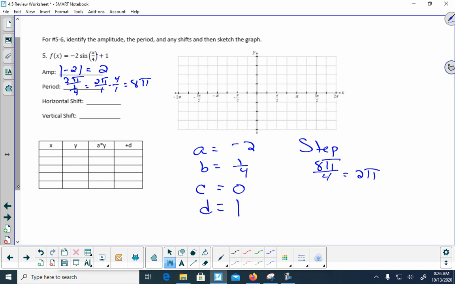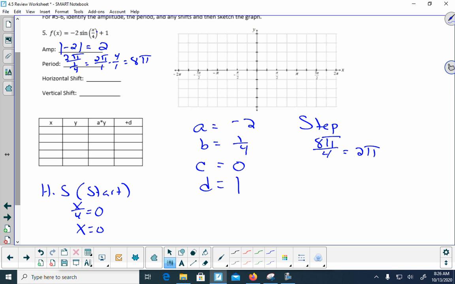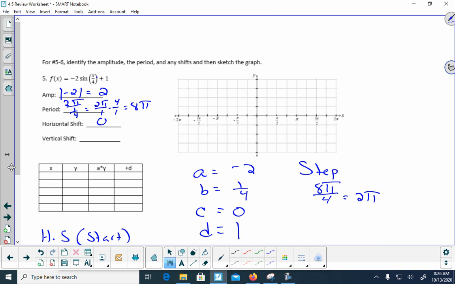Horizontal shift is my start, which is that c over b. So to find my horizontal shift, which is also my start, I'm going to take that x over 4 and set it equal to 0. And when I do that, x is equal to 0. So my horizontal shift is 0, which means I'm also going to start at 0. I'm going to fill this in while I'm here. I'm going up by 2 pi. So 2 pi, 4 pi, 6 pi, and 8 pi. Last thing it wants is a vertical shift, which is my D, so that's going to be 1.